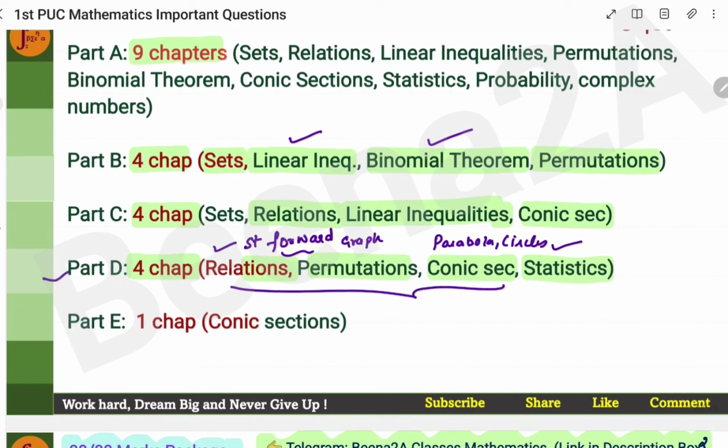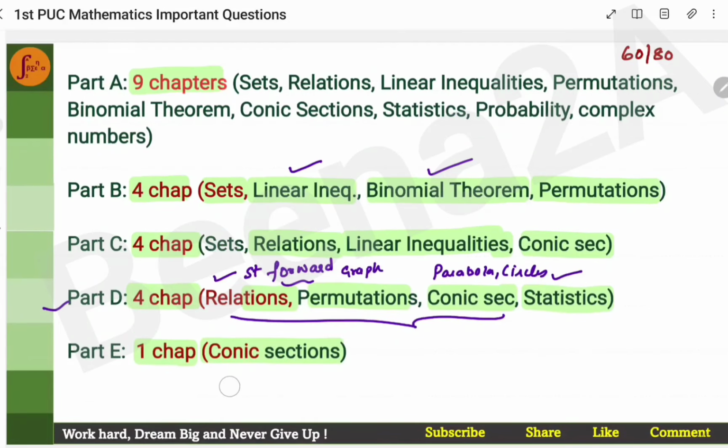Coming to part E, 1 chapter, conic sections. Now, if you have to prepare for 4 markers, right, then either you have to study limits and derivatives, right, or progressions, that is sequence and series.